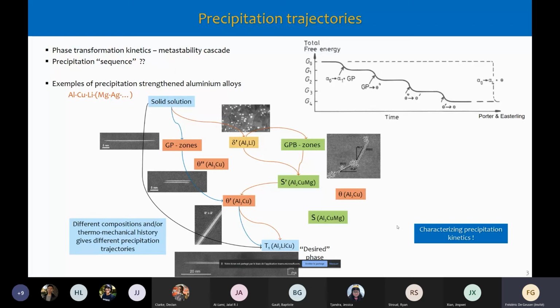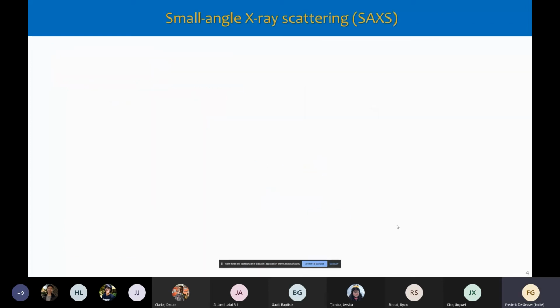And if you want to understand this, you rapidly understand that you'll need a tool to characterize how the system moves, so the kinetics of the transformation. And this tool of choice, in our case, will be small angle X-ray scattering, or SAXS. So forgive me for the way I pronounce SAXS, it may sound funny sometimes. That's just my French accent, you'll have to deal with it.